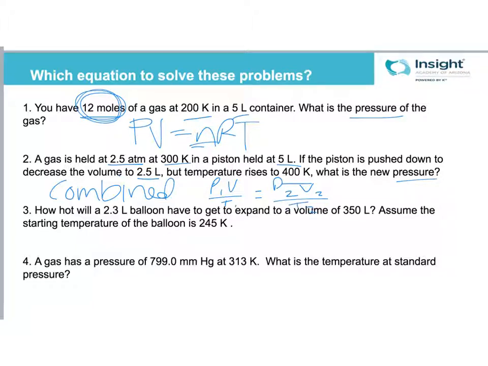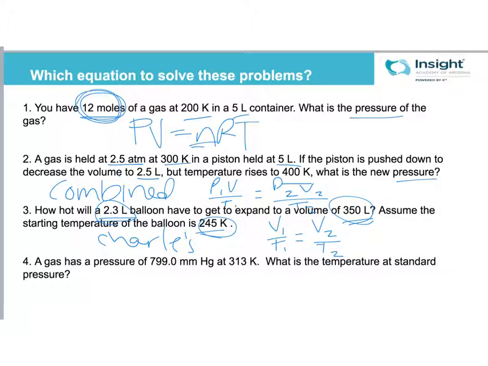Next one. How hot will a 2.5 liter balloon have to get to expand to a volume of 350 liters? Assume the starting temperature is 245 Kelvin. So we have a starting volume, starting temperature, an ending volume, and I need to figure out that ending temperature. So I need an equation that is just volume and temperature. That's going to be your Charles's law, or V1 over T1 equals V2 over T2.